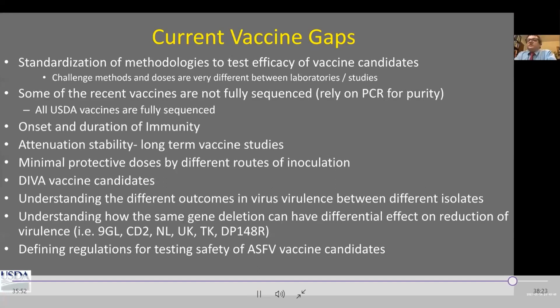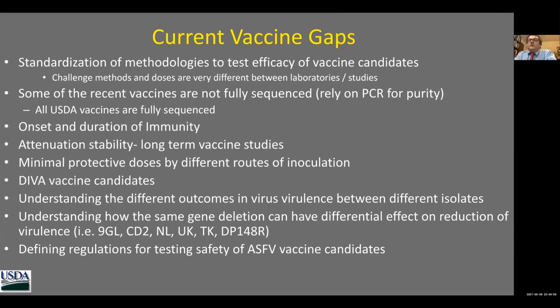Some of the recent vaccines are not fully sequenced and relied only on PCR for purity. All of the USDA vaccines are fully sequenced and don't have any off-target mutations. The onset and duration of immunity are unknown. Attenuation stability and long-term vaccine studies need to be conducted. Minimal protective doses by different routes of inoculation are not known. Currently, there are no DIVA vaccine candidates.